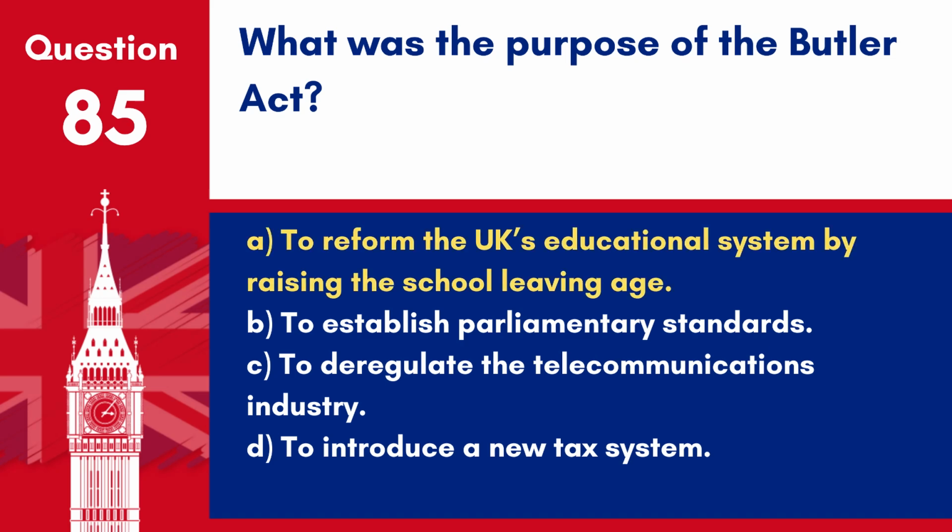Answer: A. To reform the UK's educational system by raising the school-leaving age. The Butler Act, also known as the Education Act 1944, made significant changes to the education system in England and Wales, including raising the school-leaving age and implementing the tripartite system.